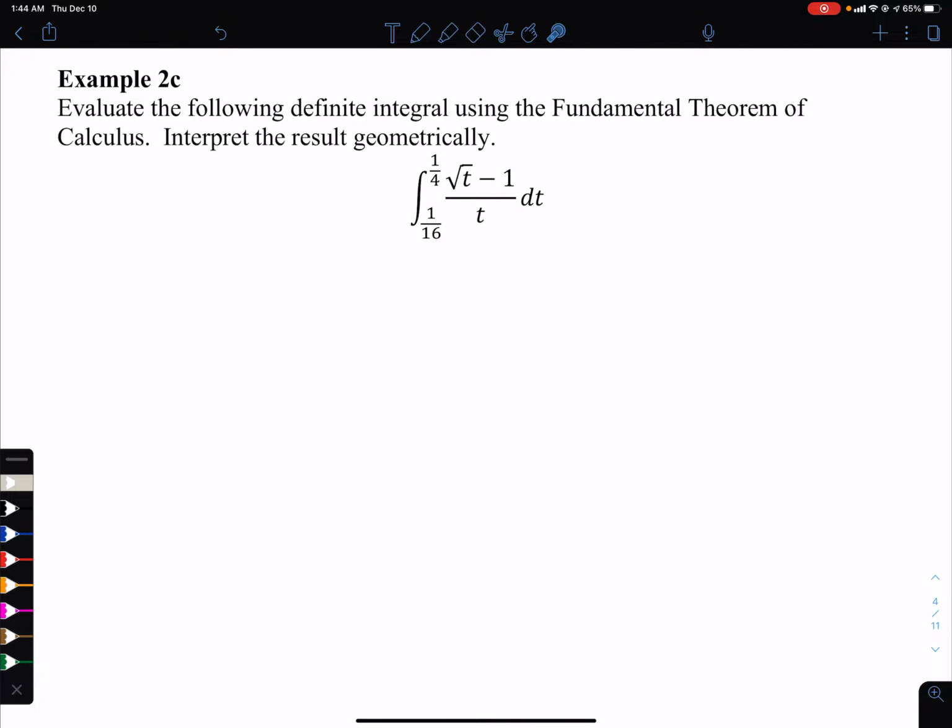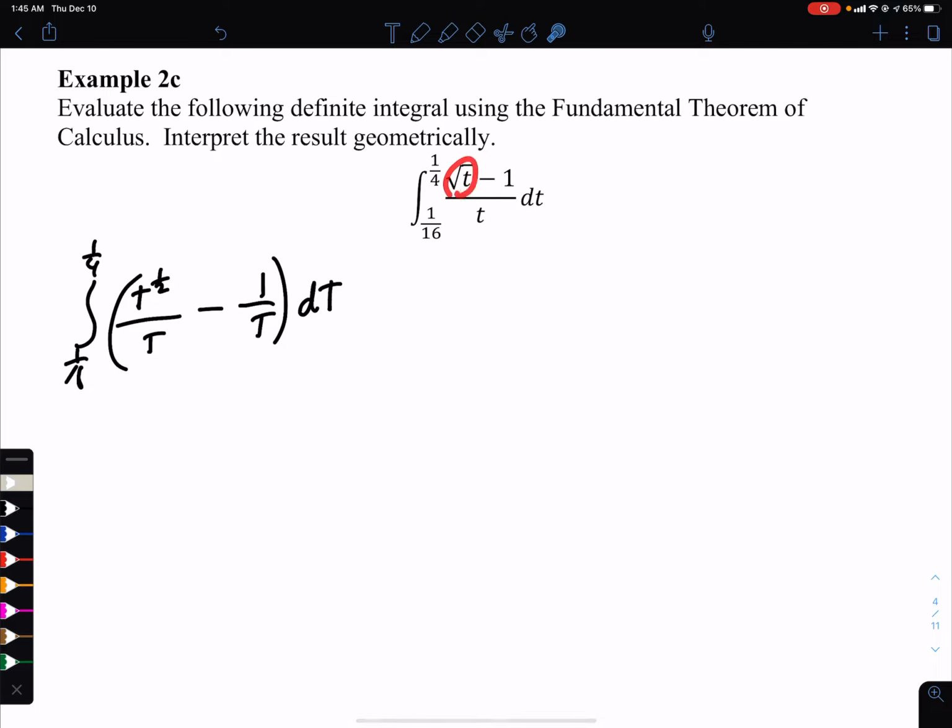Take a look at this one. So we're going to rewrite this. Now this is t to the 1/2 over t minus 1 over t. I split it into two separate terms, that's the word. And I rewrote square root of t as t to the 1/2. And then the next step, the rule is you subtract these exponents. And there's a 1 there, you don't see it. 1/2 minus 1 is negative 1/2.